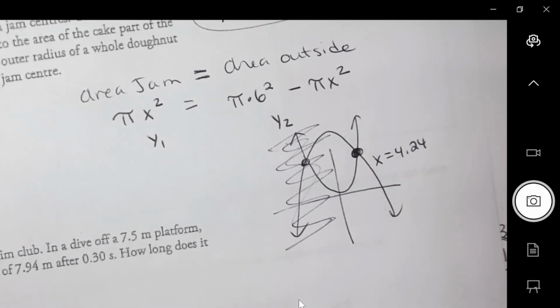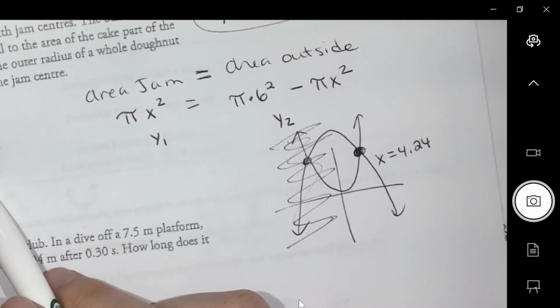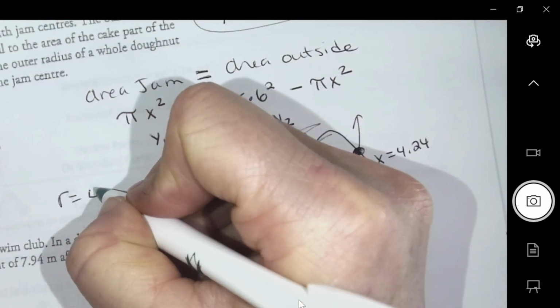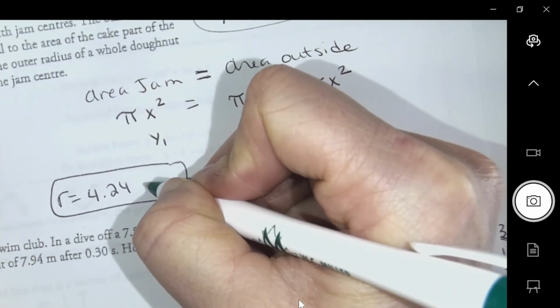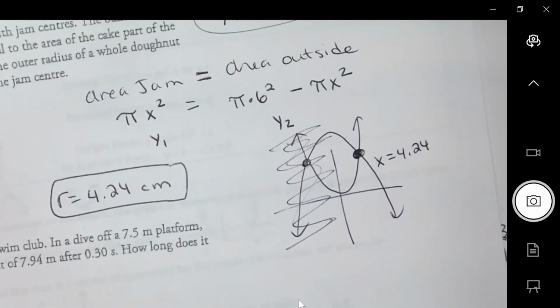So I got 4.24. Okay, please don't just answer me x equals 4.24. We are finding the x, which is, on my circle, the radius of the center. So radius equals 4.24. What can I put there? Centimeters, because that's what the problem talked about.